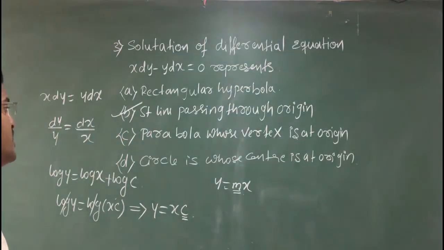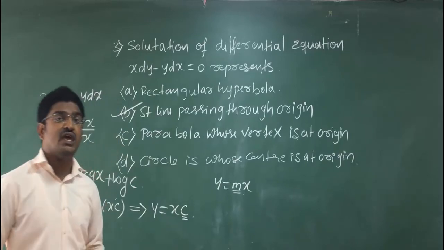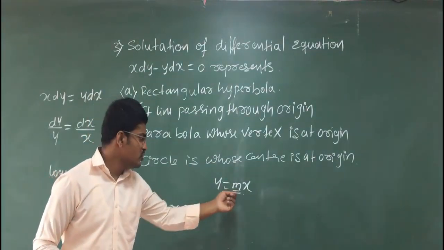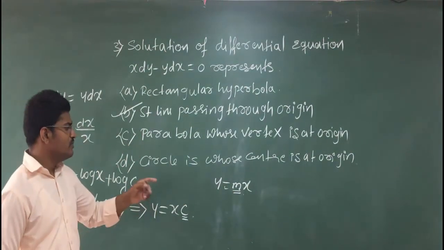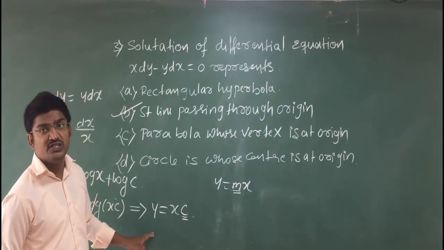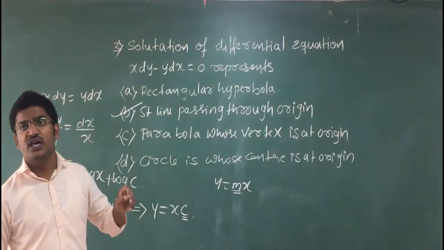Clear? So here answer is y equal to xc, where we know the straight line passing through the origin is y equal to mx. So m is slope, here c is slope, therefore this equation is line passing through the origin.